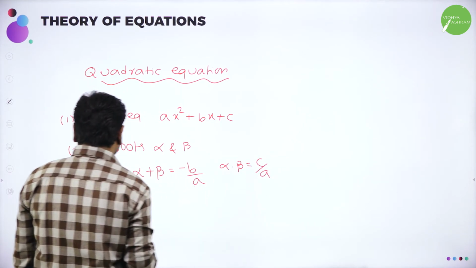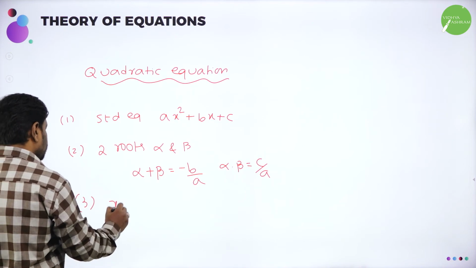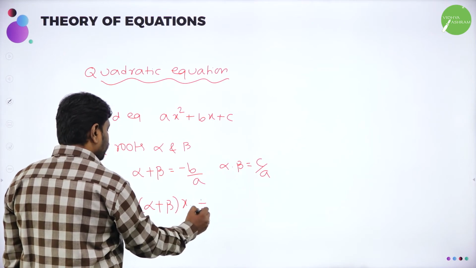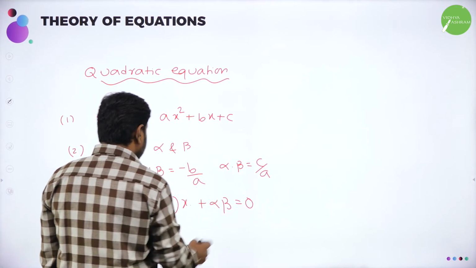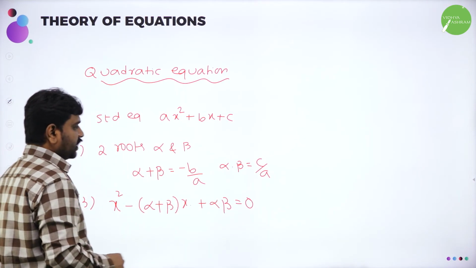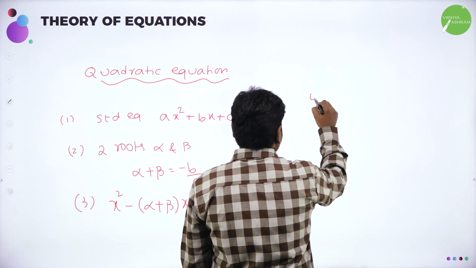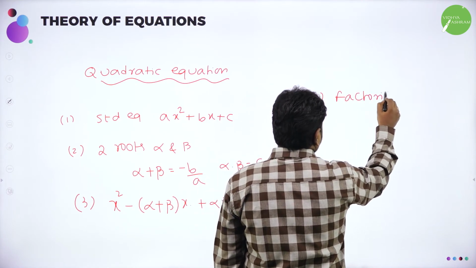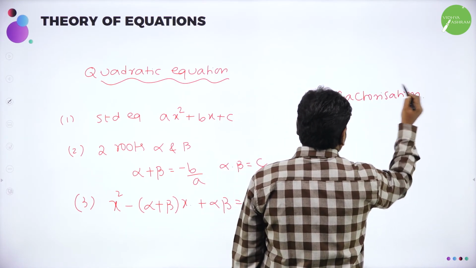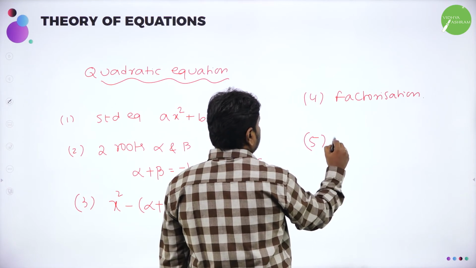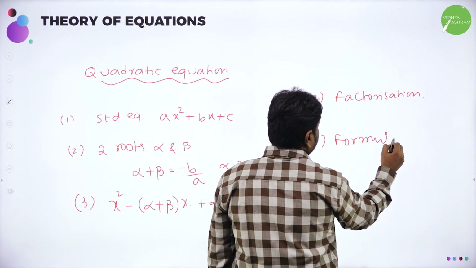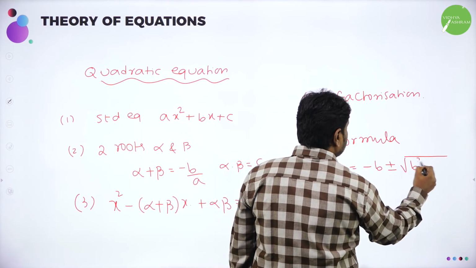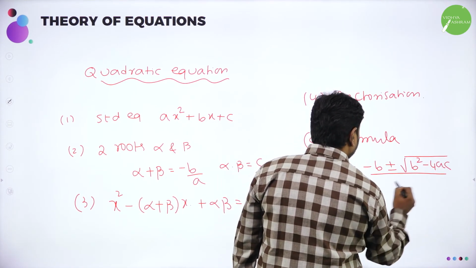Along with that, how to form a quadratic equation? X square minus alpha plus beta into x plus alpha beta equal to 0. So when they give roots, we can write like this. Then we can do factorization: factorize and equate them to 0. Then the fifth one, formula method. What is the formula for a quadratic equation? X is equal to minus b plus or minus root of b square minus 4ac by 2a.